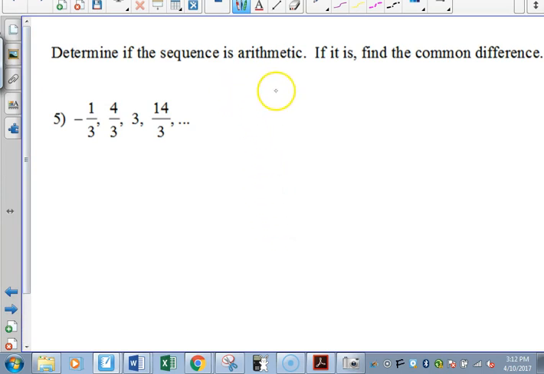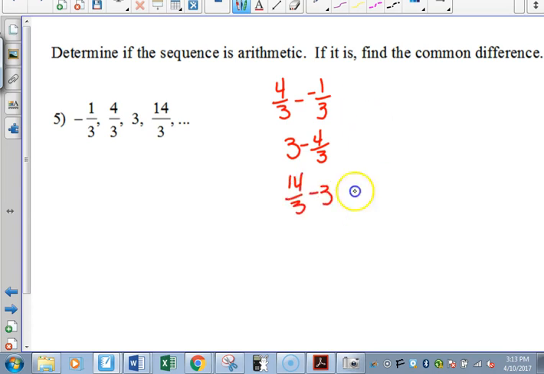If you want to check, you could do 4/3 minus -1/3, then 3 minus 4/3, then 14/3 minus 3, and decide if you get the same thing every time and what that same thing is. I'm going to give you the Hofbauer method. I change them all to a common denominator. How do you write 3 so that it's really something over 3?